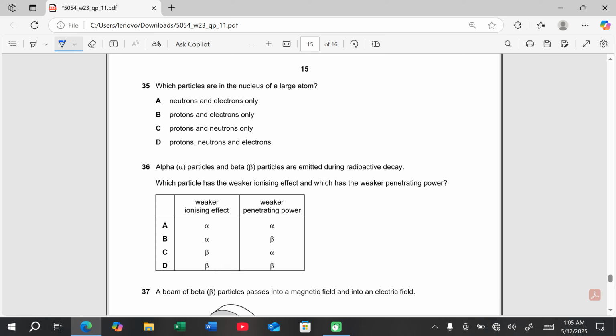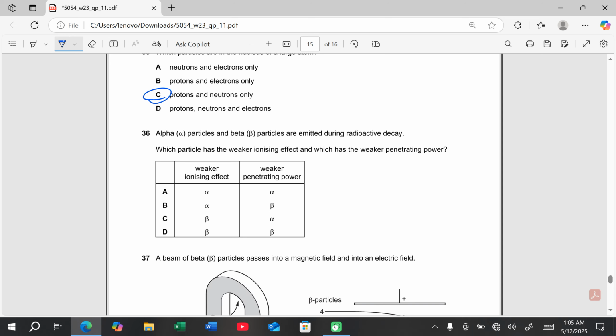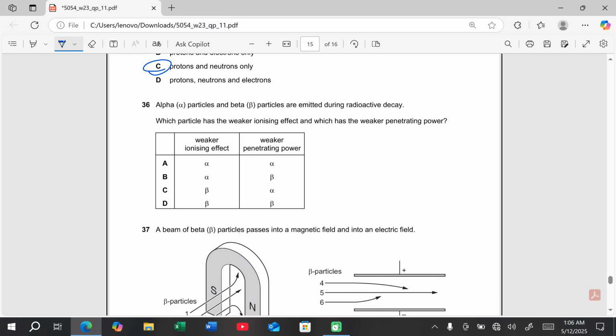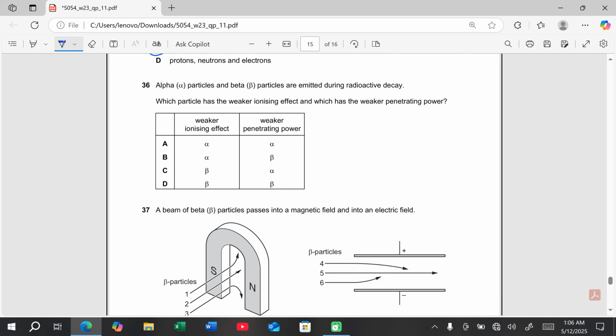Which particles are in the nucleus of a large atom? Neutrons and protons are in the nucleus. You might have studied that in your chemistry. Alpha particles and beta particles are emitted during a radioactive decay. Which particles have a weaker ionizing effect and a weaker penetration power? Weaker ionization is beta and weaker penetration is alpha. Alpha can even be blocked in a few centimeters of air.